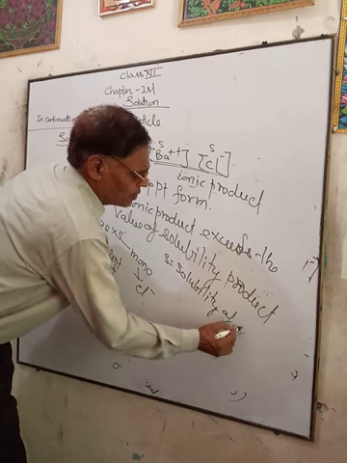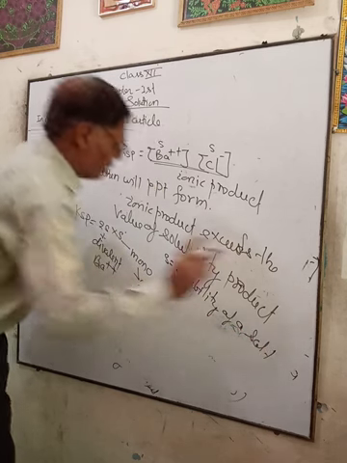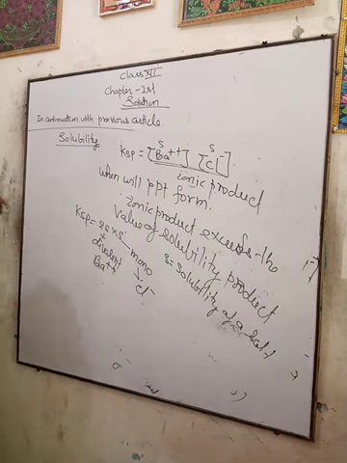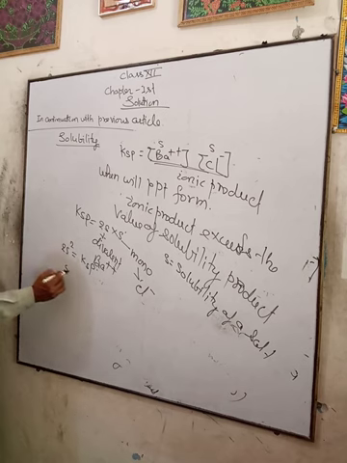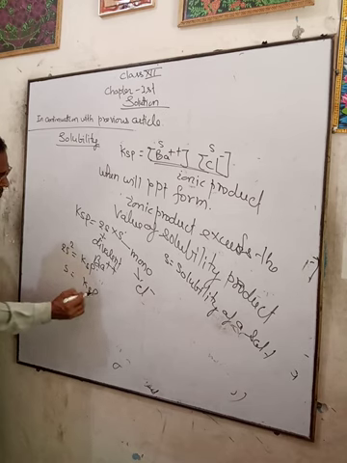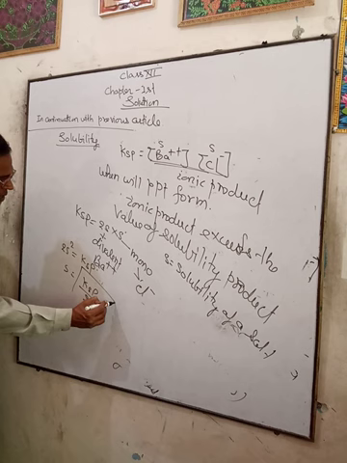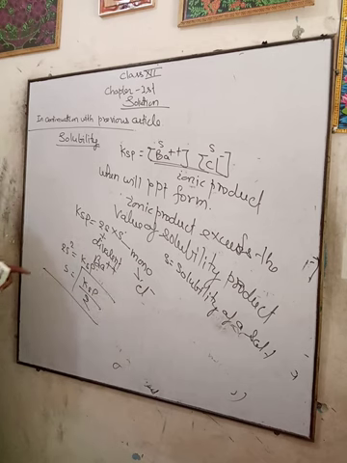If you want to calculate the solubility of the salt, then it looks very clear that 2S square will be Ksp. Then S will be the square root of Ksp divided by 2. By this formula, we can calculate the solubility of any salt.